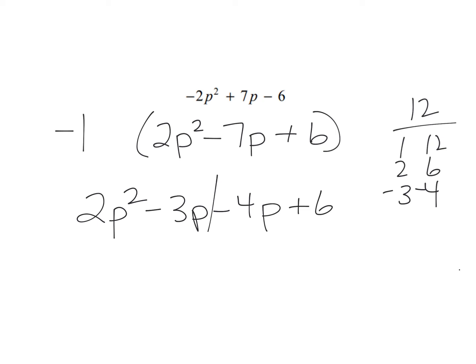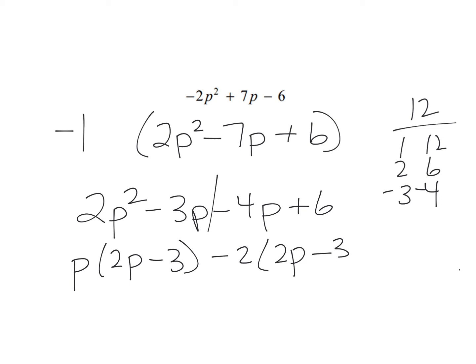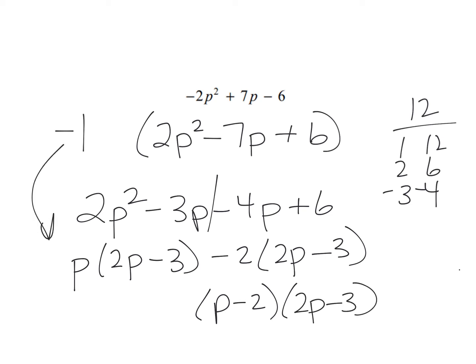If you don't know how to do this by now, you do need to go back to one of the earlier videos to understand why I'm doing what I'm doing here. Minus 3. So I have a p minus 2 and a 2p minus 3. And then I'm going to take this negative and put it right here because it's still part of the problem. We just pulled it out so that we could do the rest of it.